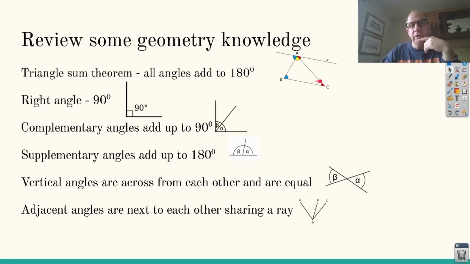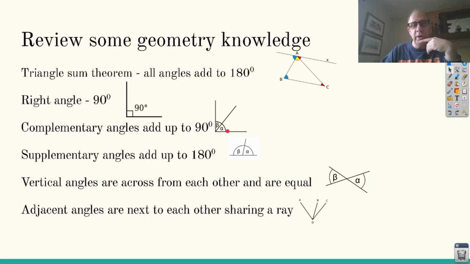So this triangle, kind of small, I know, but this yellow plus this red plus this blue one add up to 180 degrees. And we can see that because this red one is the same as this red one, and the blue one is the same as this blue one. If you add them all together, it's a straight line, and a straight line is 180 degrees. A right angle is 90 degrees, it's half of the straight line.